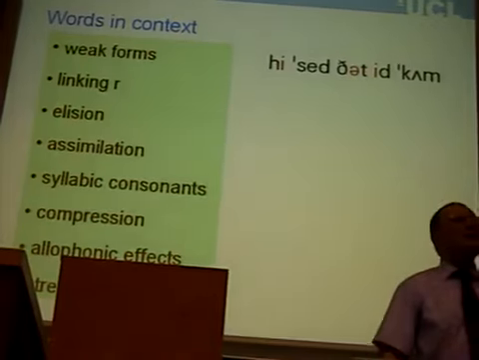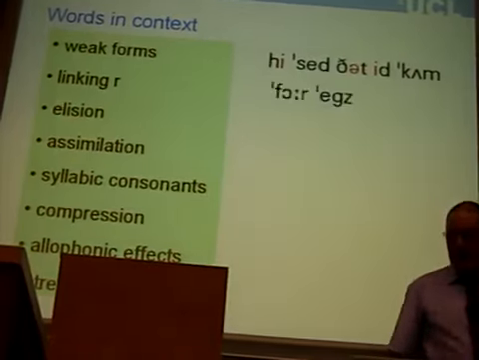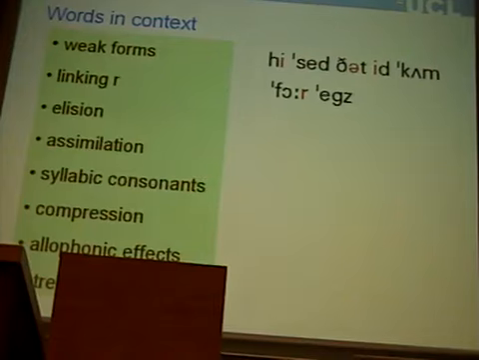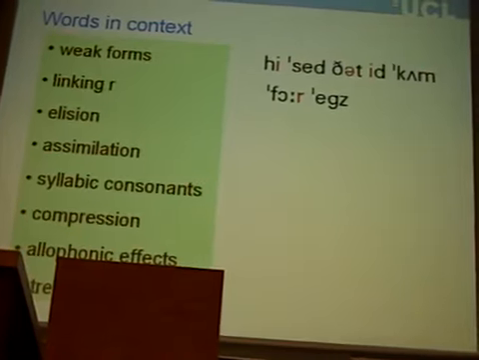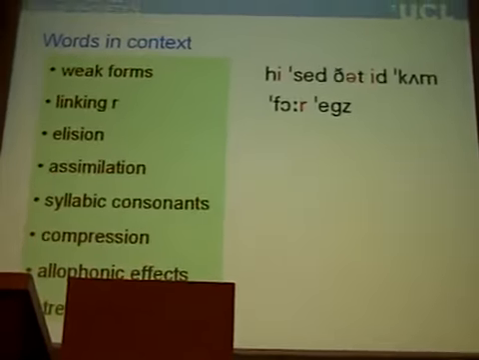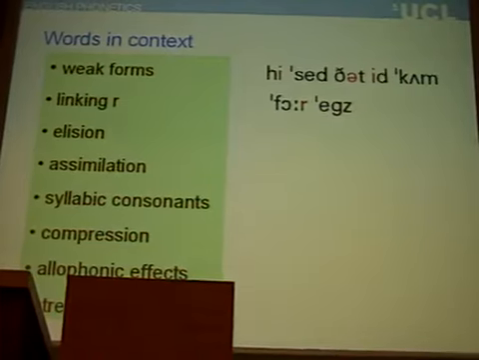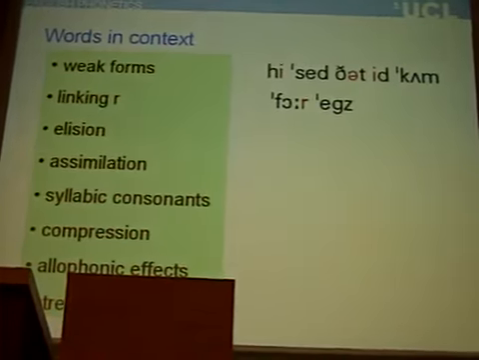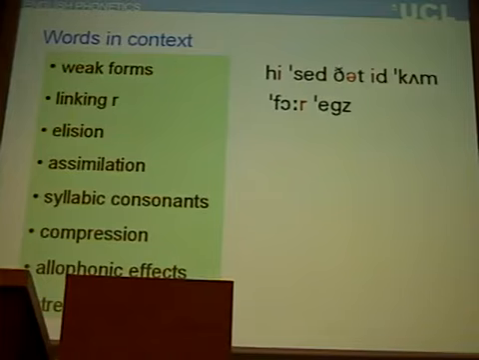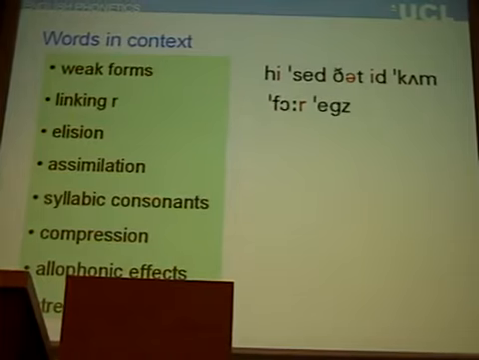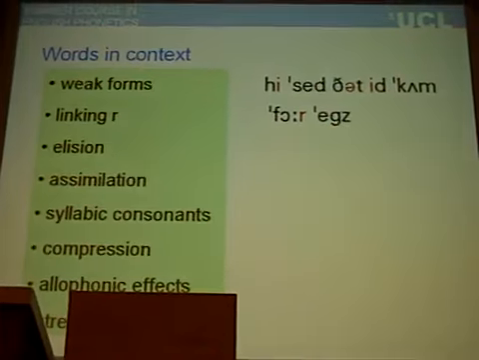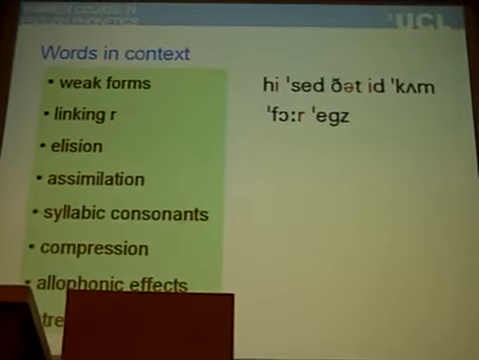We learnt about linking R. How, if we're saying how many eggs we want for breakfast, we say four eggs. Well, we don't have to. We can say four eggs, but usually we say four eggs. We'll also have noticed the interesting phenomenon of intrusive R, where if the eggs were raw, uncooked, we might call them raw eggs.